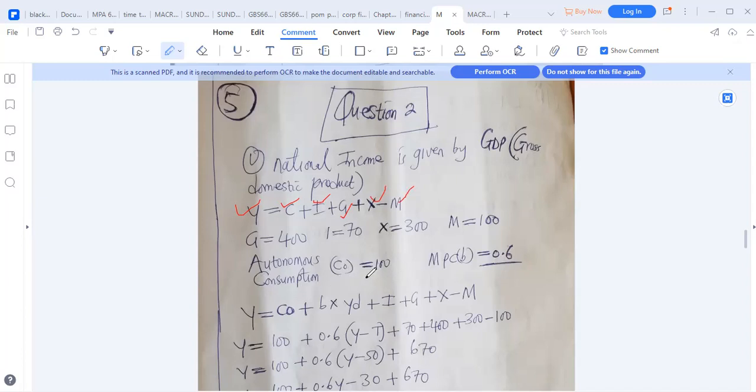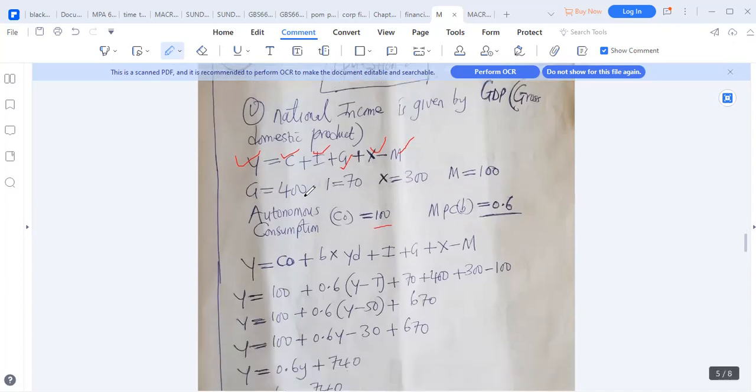The autonomous consumption, the CO, is 100, marginal propensity to consume is 0.6. So this is what we have. The first one is government expenditure, which is 400. The investment is 70. Then the exports, and these are the imports that we have.